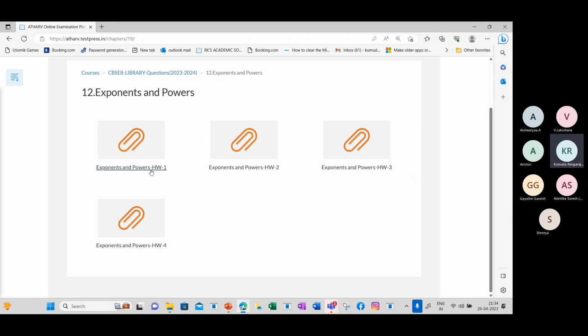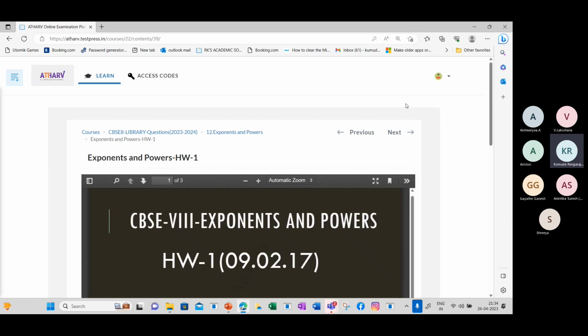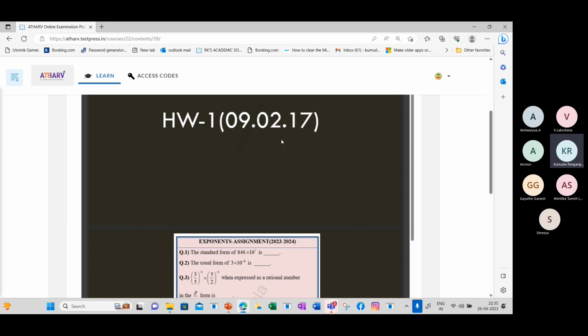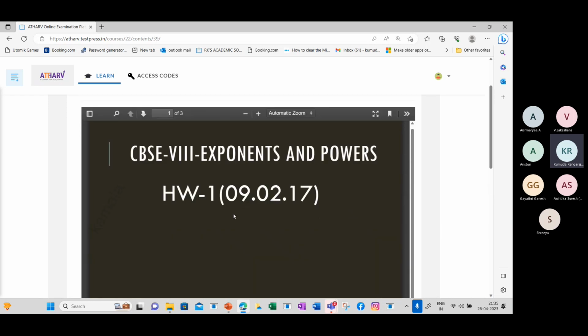So you must start working from the first one. If you open the first homework, you can see, ignore these dates, children. Ignore these dates. Don't be concerned about the dates here. I have named my file like that.